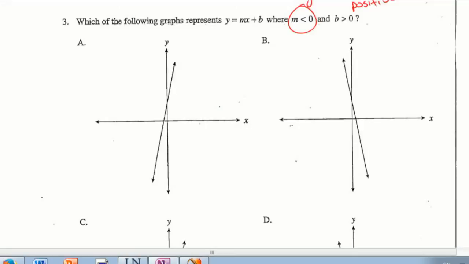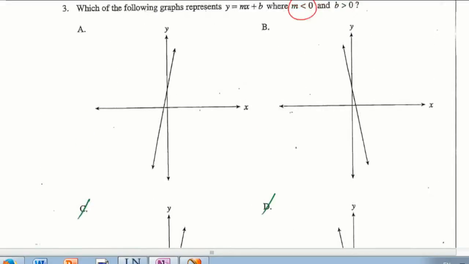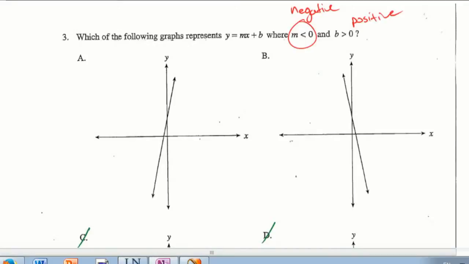So for number three, I see that b is greater than 0. Even if I don't get that negative-positive slope thing, I don't understand what m is, I can say, oh, I remember b is the y-intercept and it's positive. So automatically, C and D both have negative y-intercepts, so I need to pick from A and B. And a negative slope is down and to the right. So we're going to identify it as a B.